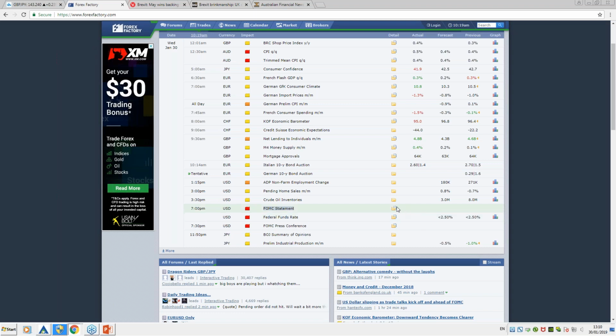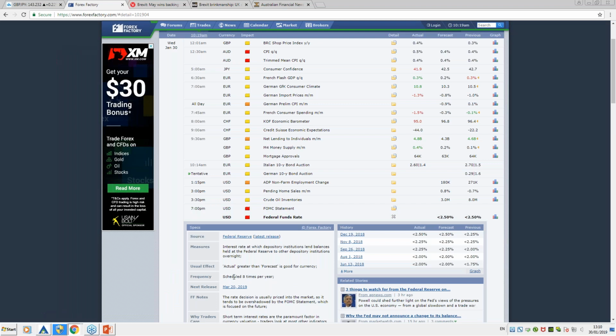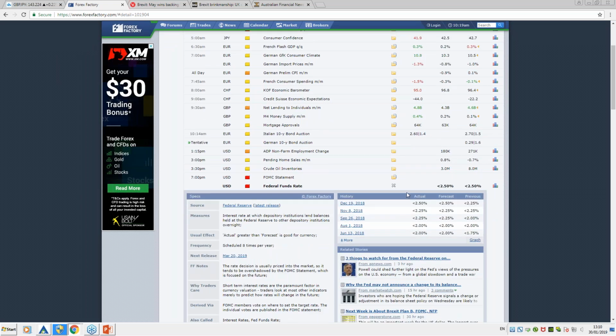And by the way, you can click the folder. Okay, if you didn't know some of the things I just said, you can click on the folder and look, it tells you. What's the usual effect? If the actual number is greater than forecast, it's good for the currency. It tells you right here. It tells you what it measures, all about it, why do traders care. So everything I just told you is right here on the platform.